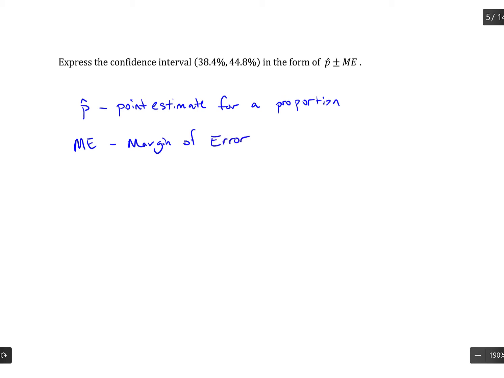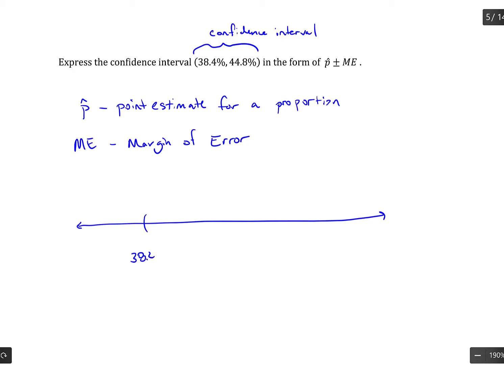All right, now, when I have a confidence interval, which is what I'm looking at right here, so this is my confidence interval, I'm going to put it on a number line. The lower end point, 38.4, I'm going to put down here, and the upper end point I'm going to put here, 44.8.